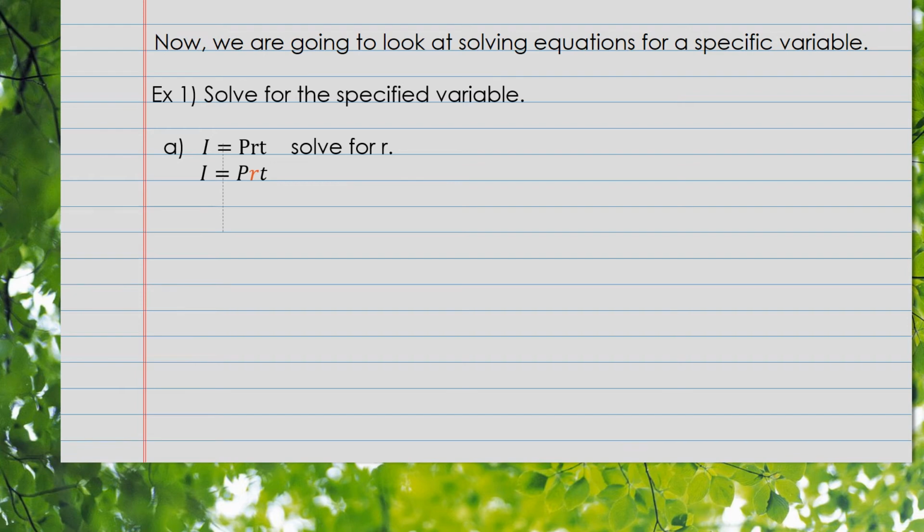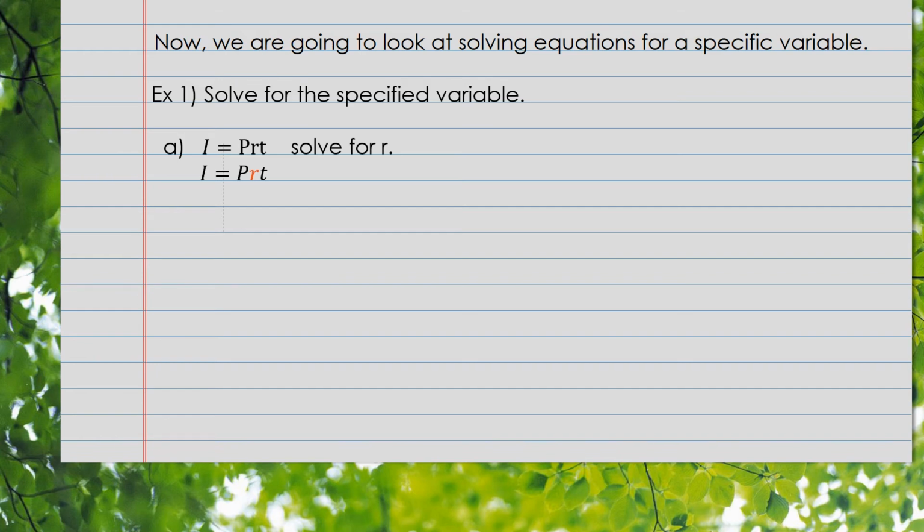Now, since R is what we're trying to get by itself, we investigate. Notice R is on the right side, and we look at what's happening to the R. Because the P is touching the R, and the T is touching the R, that means those values are multiplying R.